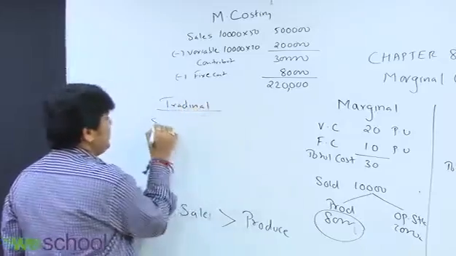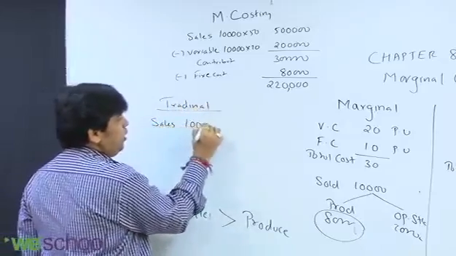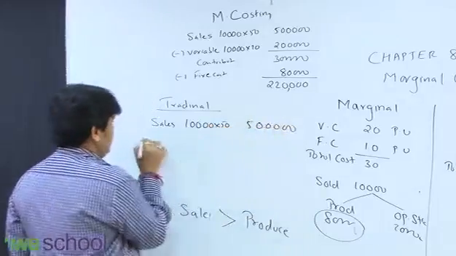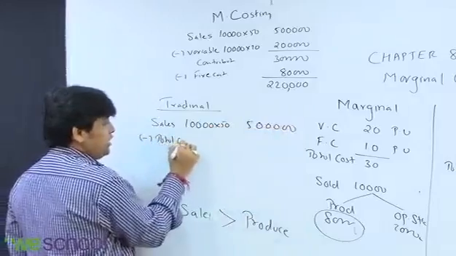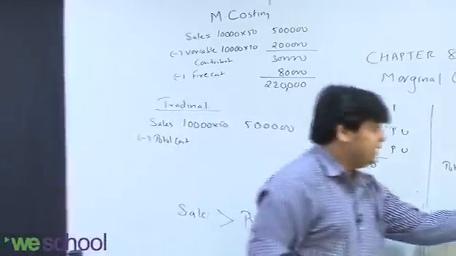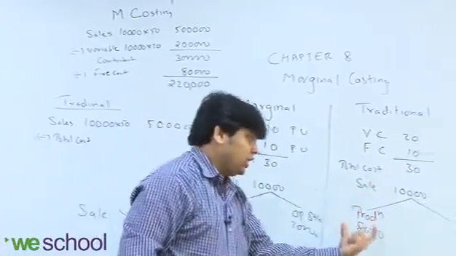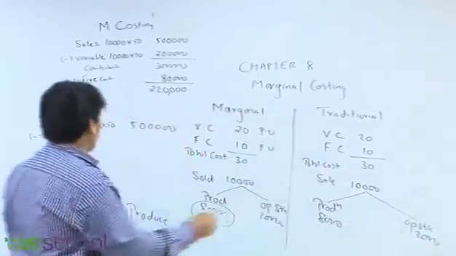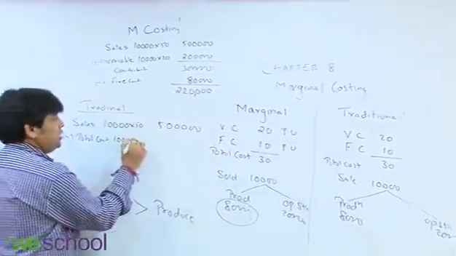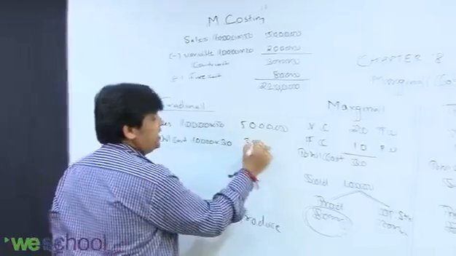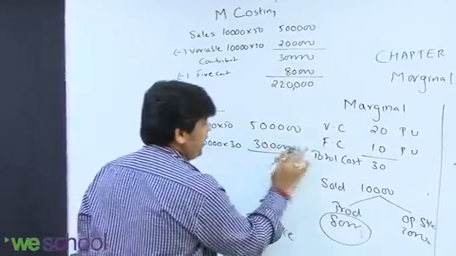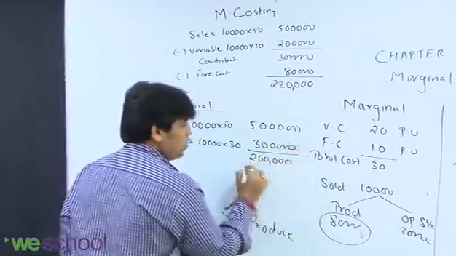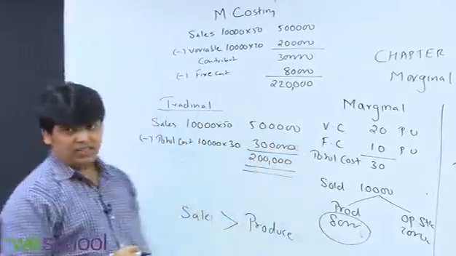Traditional costing. The sales is 10,000 into 50. Again, that is 5 lakhs. Less total cost, because they charge total cost, and total cost is 30, which includes 30 of 8,000 as well as 30 for 2,000. So they will take 10,000 into 30, that is 3 lakhs. So what is the profit as per the traditional costing method? 2 lakhs.